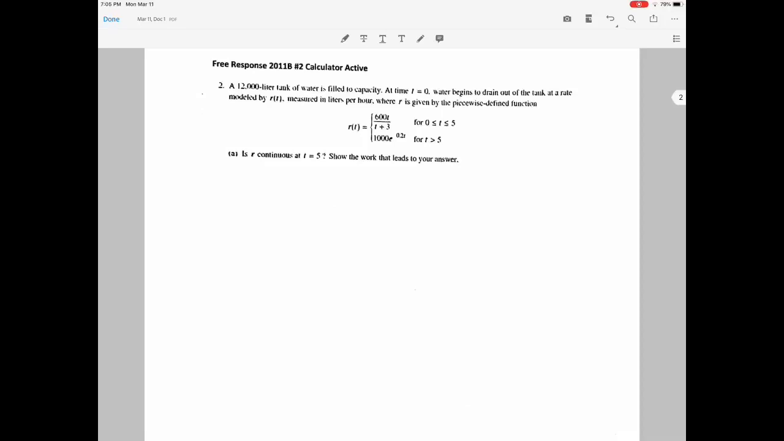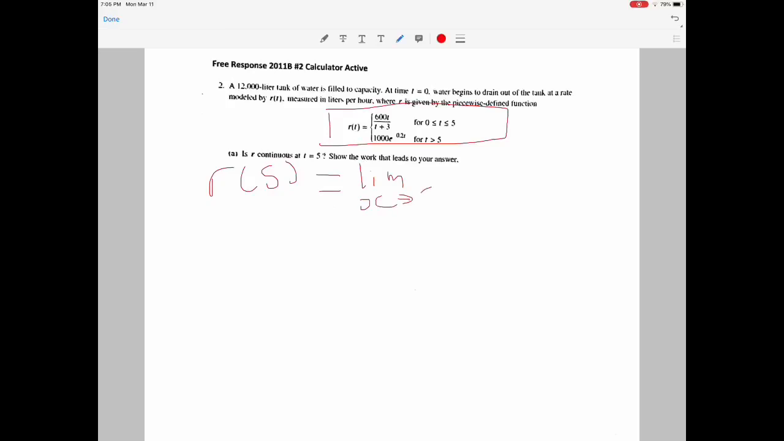which says a 12,000 liter tank of water is filled to capacity at time t equal to 0. Water begins to drain from the tank at a rate modeled by r of t, the piecewise function, measured in liters per hour. The question says, is r continuous at t equal to 5? Show your work that leads to the answer. So, as we said before, if it is continuous, r of 5 must equal the limit as t approaches 5.